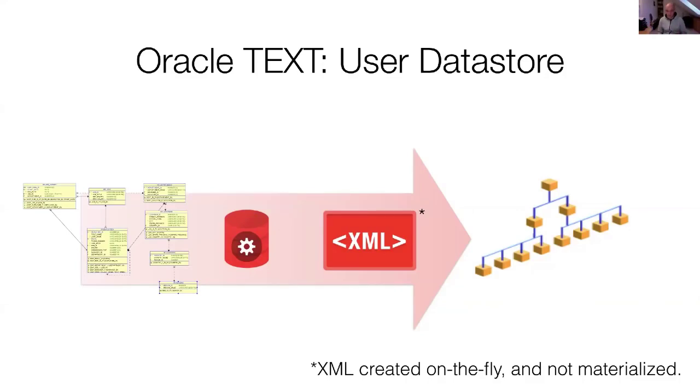Our PL/SQL procedure will create some sort of XML from the data. Oracle Text will run that procedure during indexing. The XML will be created on the fly. It will never materialize into a table. The XML will be indexed, and then it will be thrown away. And so the text index walks through your table and creates the index, right?